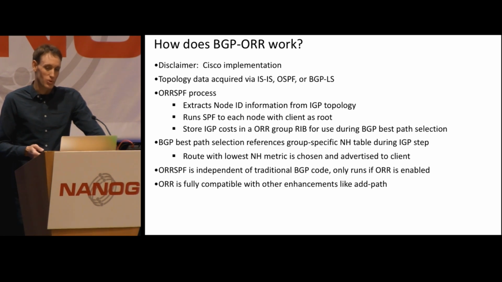The operation works the same as normal, only the route reflector is not consulting its local RIB for those costs. It's referencing this ORR-specific group RIB for those costs. And making it agnostic to the rest of the BGP code means that it's fully compatible with anything else you're doing in BGP, including add path. So like I said, it's something that they designed from the beginning to be very flexible to the rest of the process.